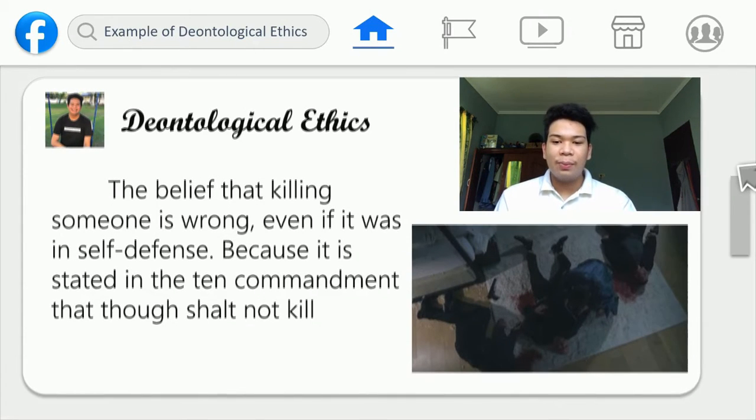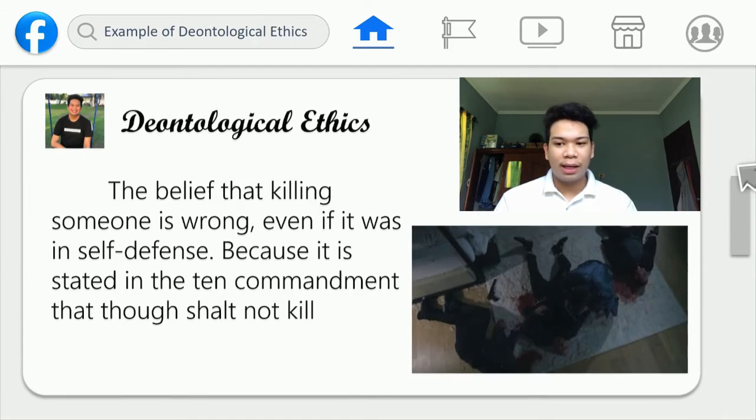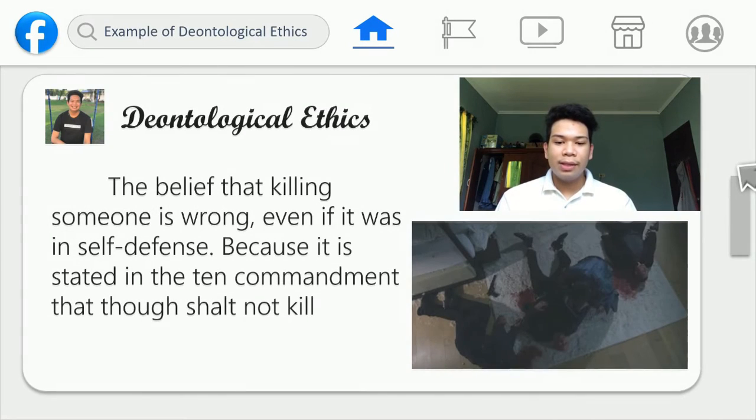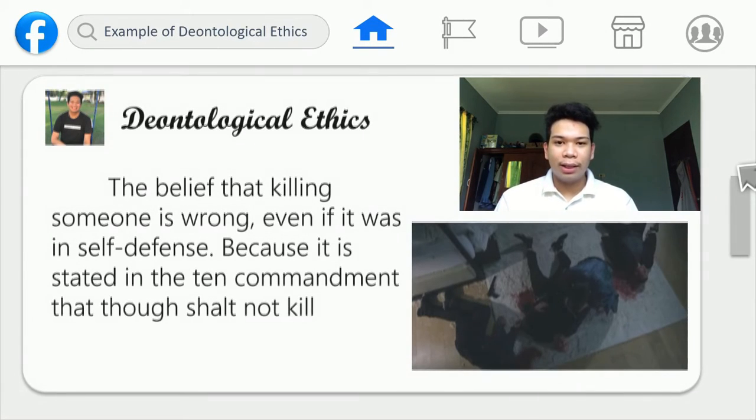Deontology requires us to follow universal rules we give to ourselves. These rules must be in accordance with reason. In particular, they must be logically consistent and not give rise to contradictions.